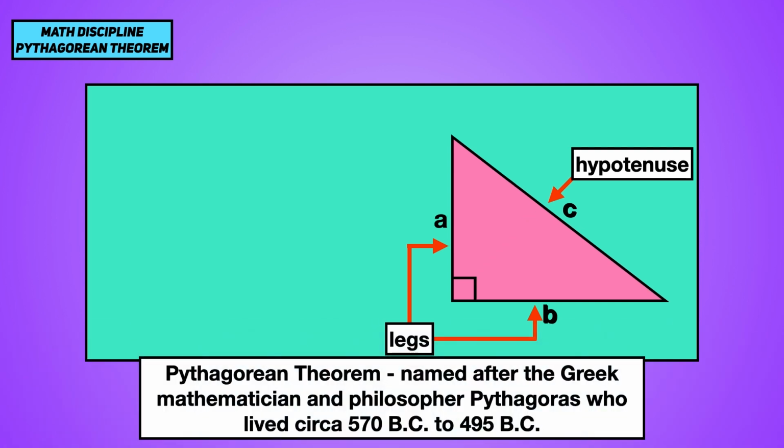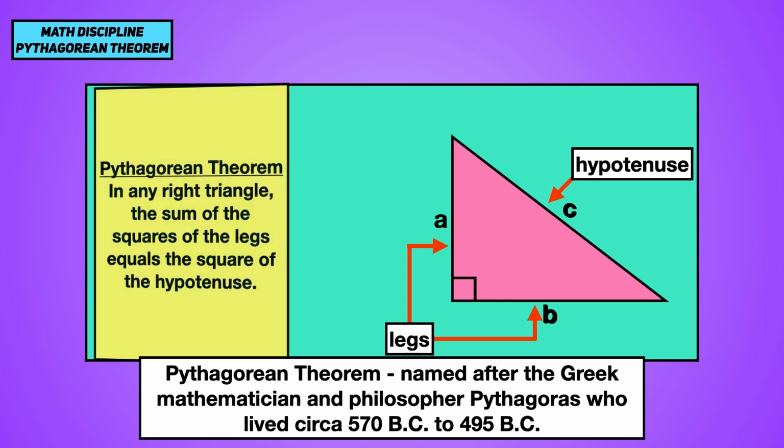The Pythagorean theorem is named after the Greek mathematician and philosopher Pythagoras, who lived circa 570 BC to 495 BC. When you have a right triangle and the length of two of its sides are known, you can find the length of the third side by using the Pythagorean theorem.